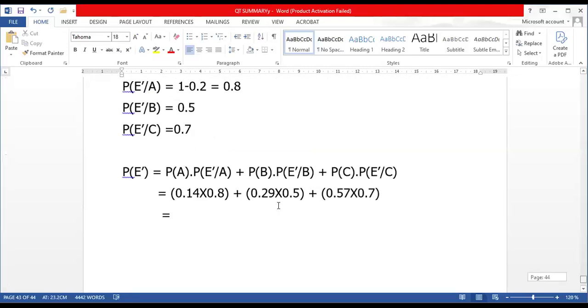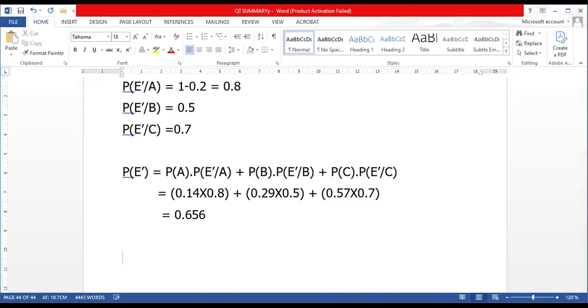Okay, what do you get? 0.656. So that is the overall probability.